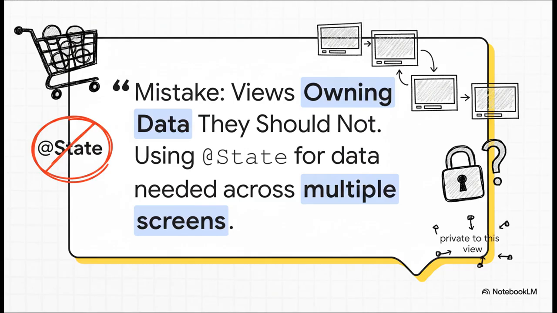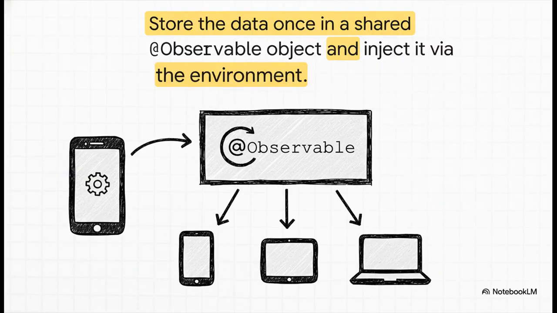You see a view and it's got an @state variable for something that is clearly shared data, like the user's list of favorite items. You have to stop and remember our rule. @state means private data for this one view. The second another screen needs that same list, @state is the wrong tool. And the fix is, well, it's exactly the pattern we just learned. You refactor. You lift that state up and out of the individual view, you put it inside a shared @observable object, and you provide that object to the entire app through the environment. Boom. Now you have one source of truth that any view can look at and trust.